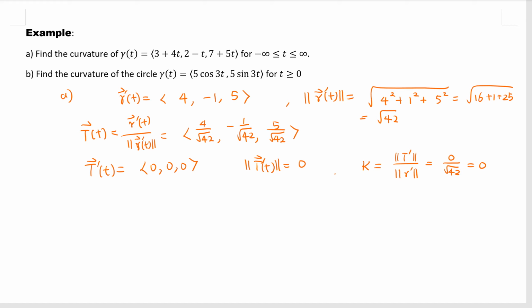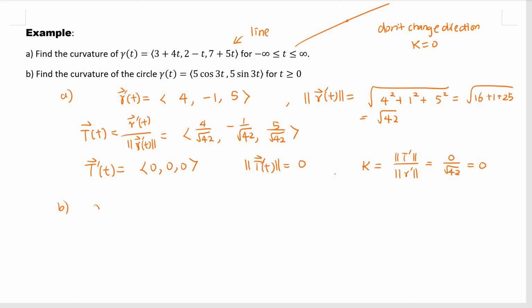Why is that? Have you recognized what this is? This is actually a line. So for a line, do you change direction? No, we don't change direction. So that's why the curvature is 0. It kind of makes sense, right? Okay, let's continue to look at part B.